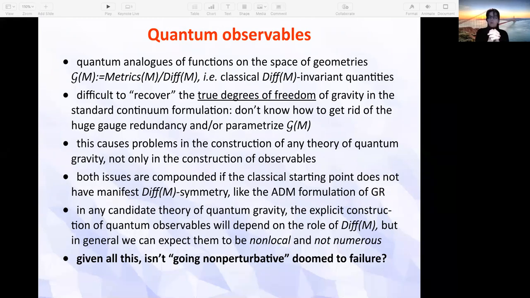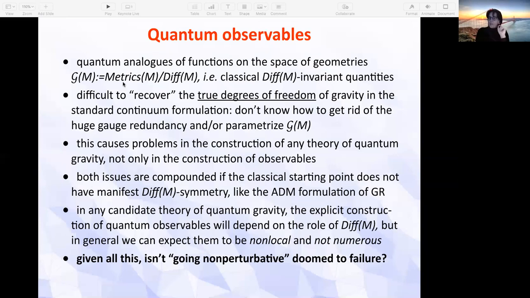Okay, so now what are quantum observables? Well, we take them to be, in a wider sense, quantum analogs of functions on this space of geometries. So I had this quotient space here on the previous slide. Now I'm giving it a name, curly G. So these are the true degrees of freedom of gravity. And any function on this configuration space is a classical observable and might give rise to a corresponding quantum observable if you're lucky.